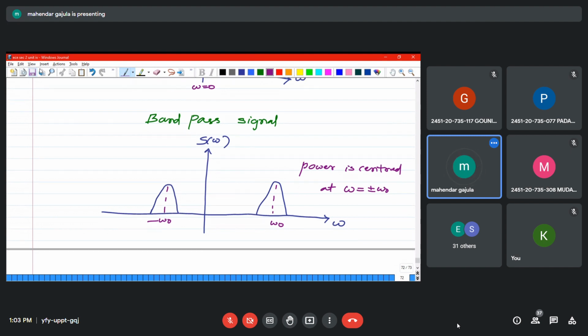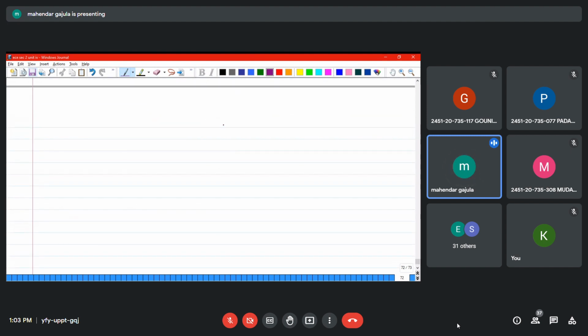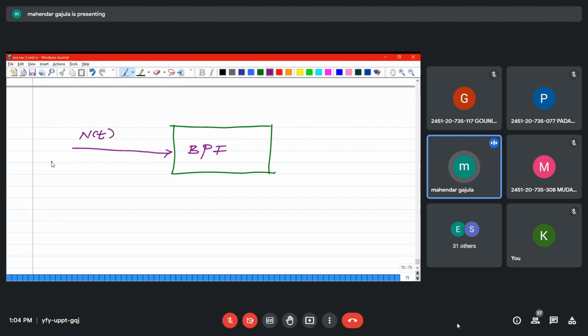Okay, now one more concept. This is a band pass filter, and for this I am applying noise which is a wideband noise. Wideband noise means the range of the frequencies is very high.